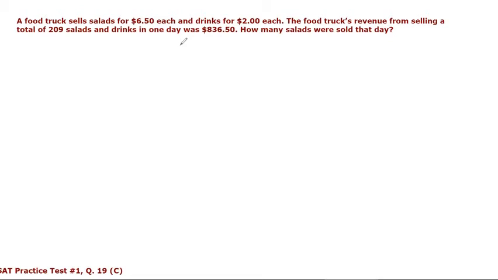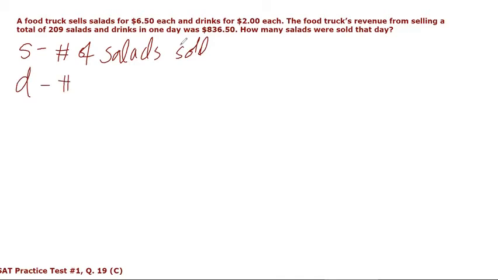So first, let's always make sure that we have appropriate variables written down for each thing. So let S be the number of salads sold, and let D be the number of drinks sold.